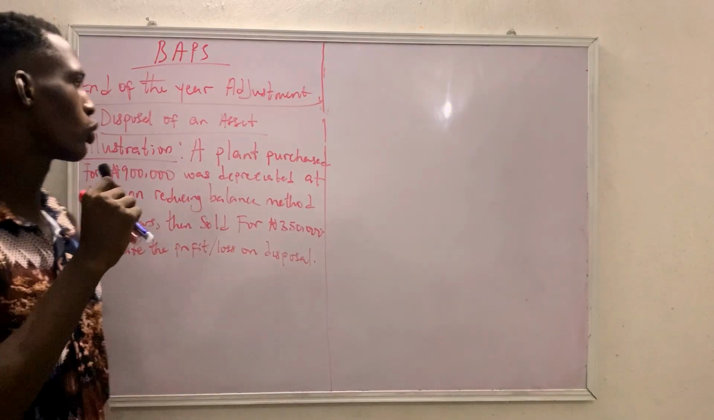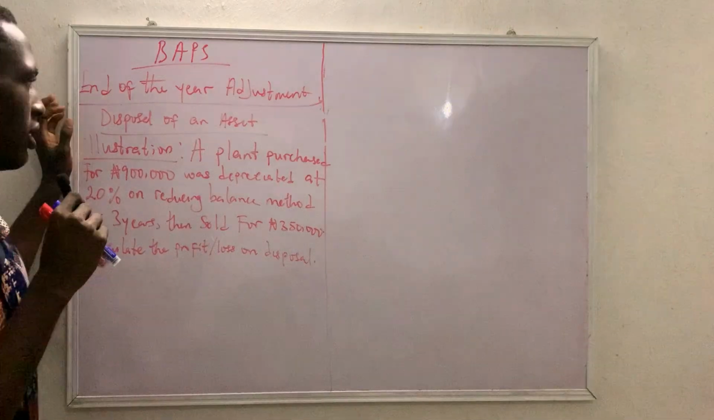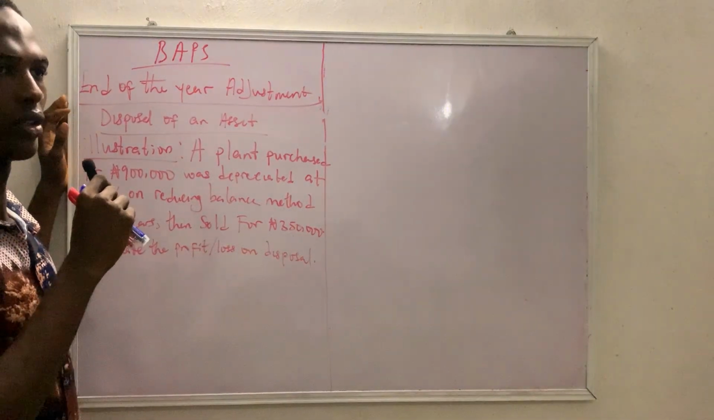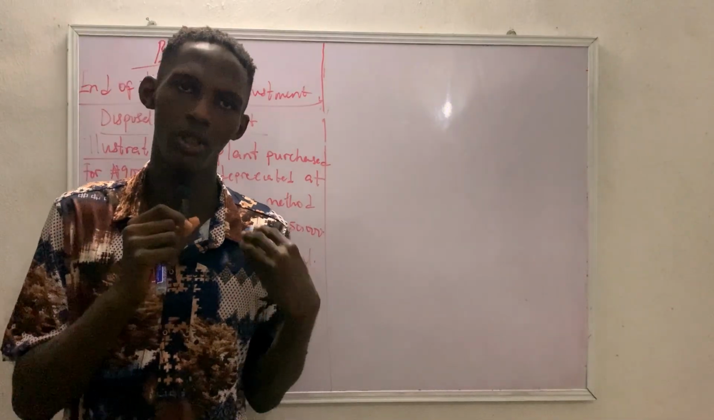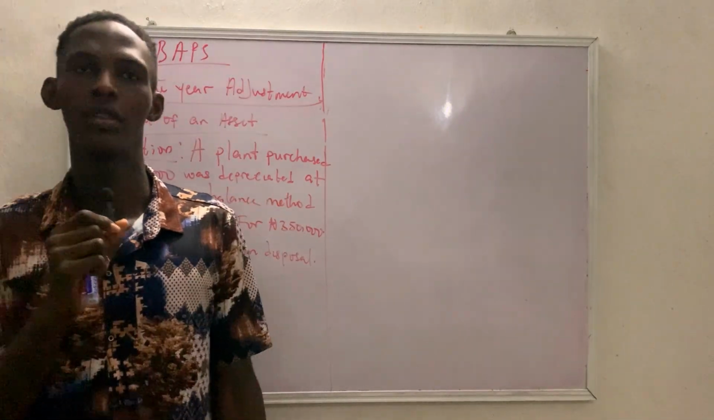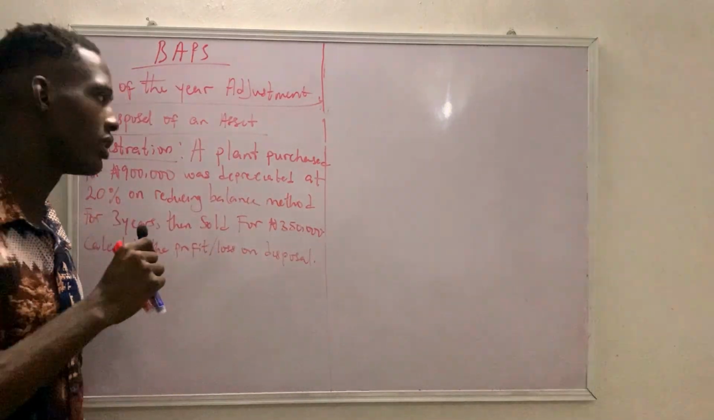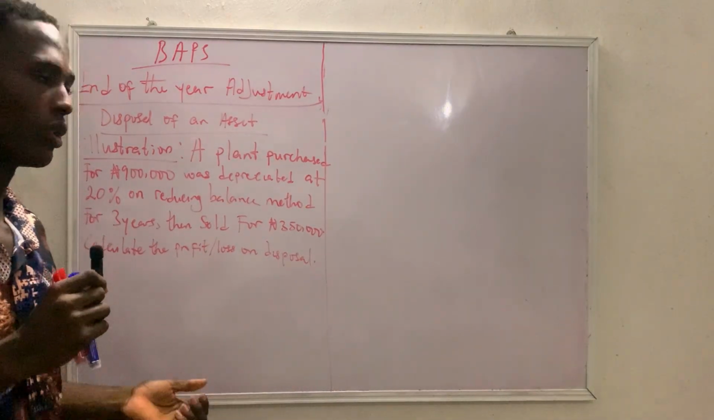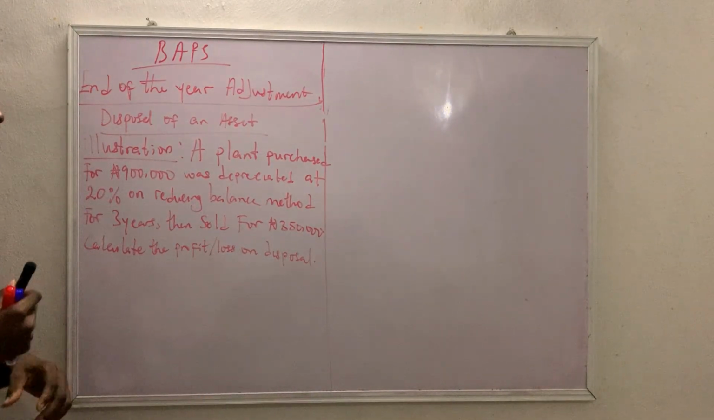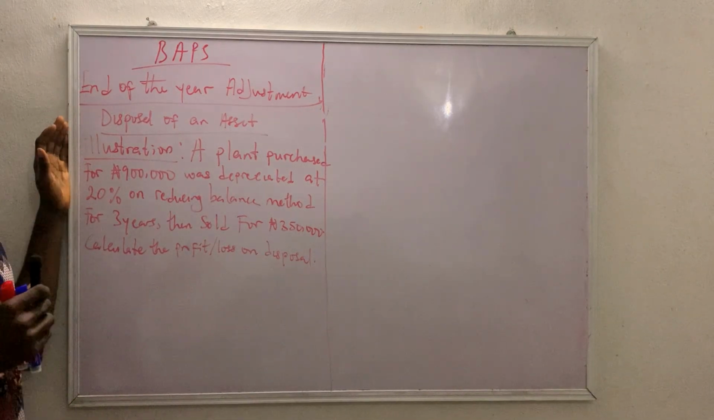So this time around, what we'll be dealing with is disposal of an asset. In our previous class, we talked about depreciation, where we talked about straight line and reducing balance. So here we'll be dealing with how we dispose an asset. How do we account for an asset that has been disposed? All right, so we have an illustration ready for us to use.